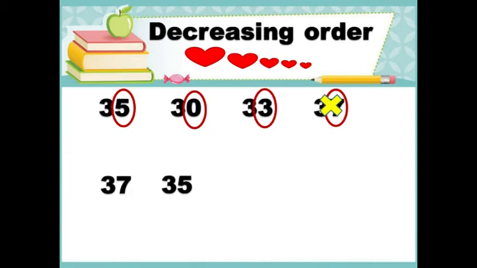So we write 35. Another one, we have the 30 and 33. Which number is biggest among the two? The 3 or the 0? Okay, very good. The 3. So we write 33. So the last one is the 30. Very good. So this is how we write 35, 30, 33, and 37 in decreasing order. We have here 37, 35, 33, and 30.